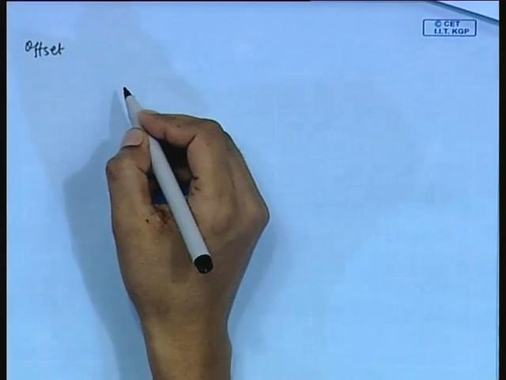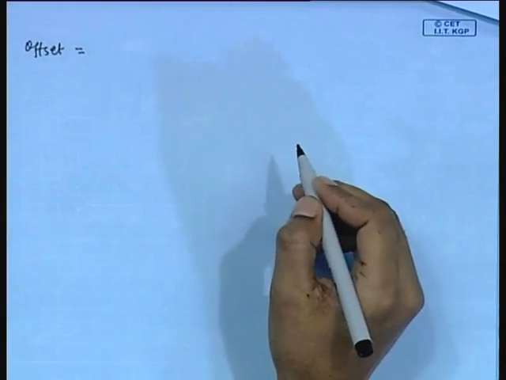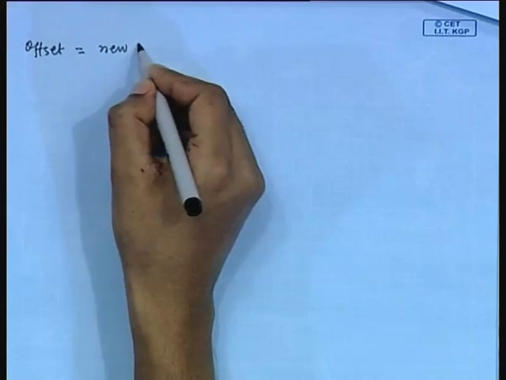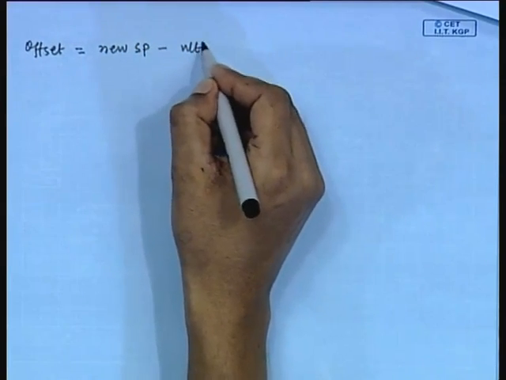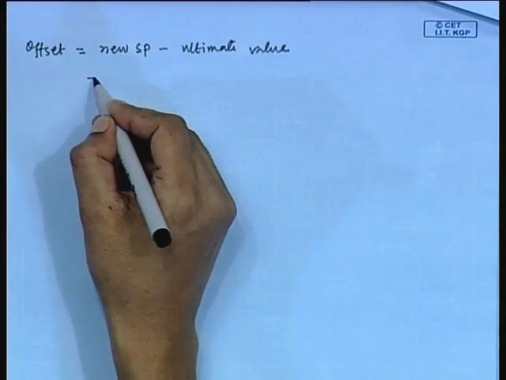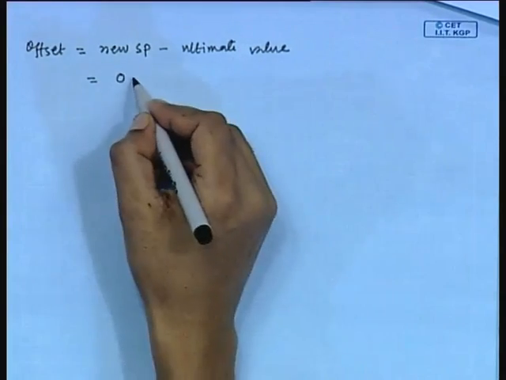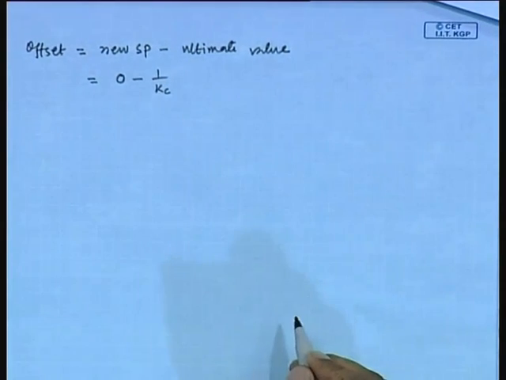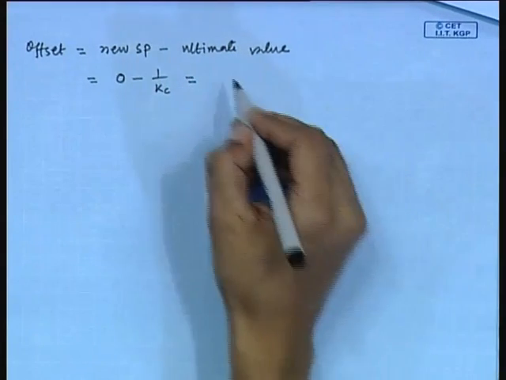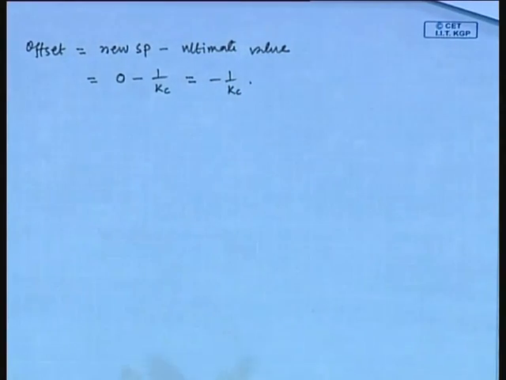The offset will be calculated by finding the new set point minus the ultimate value of the response. So, the new set point is 0 and the ultimate value is minus 1 by Kc. So, this is equal to minus 1 by Kc. So, for the regulatory problem, we obtain a non-zero offset. Fine.